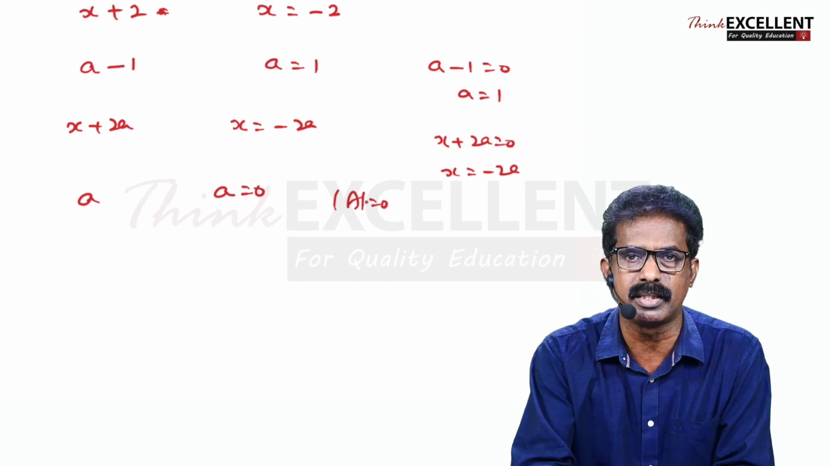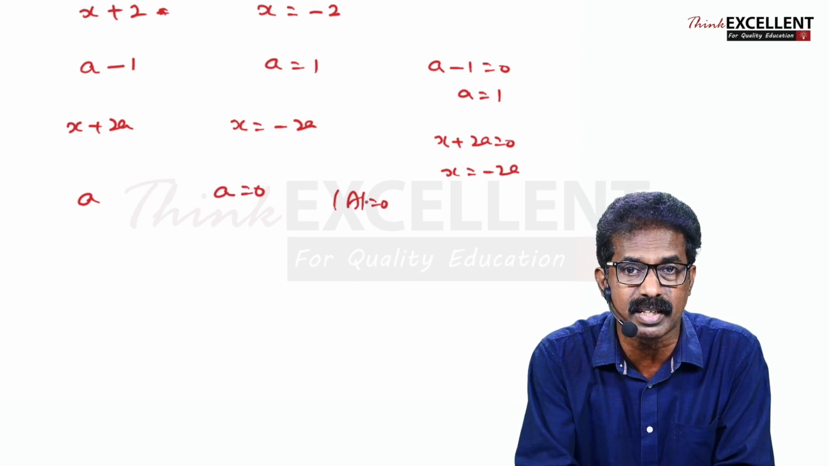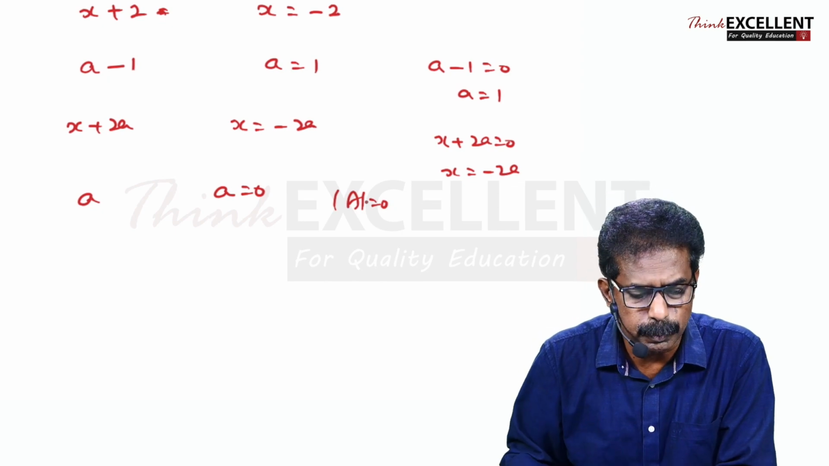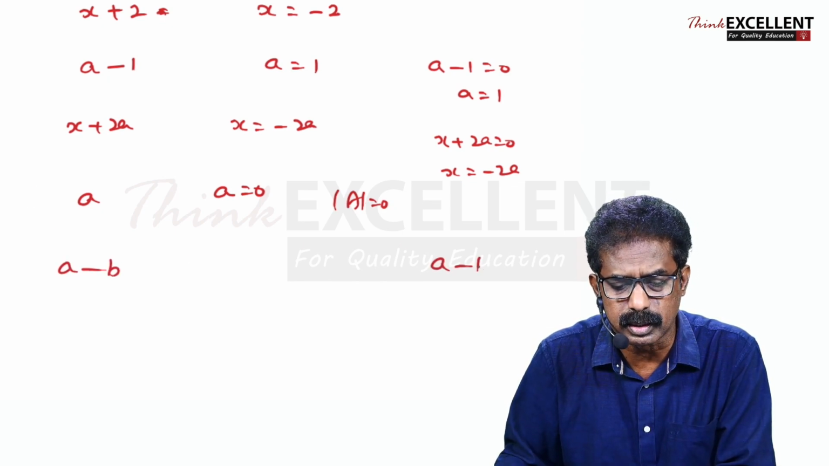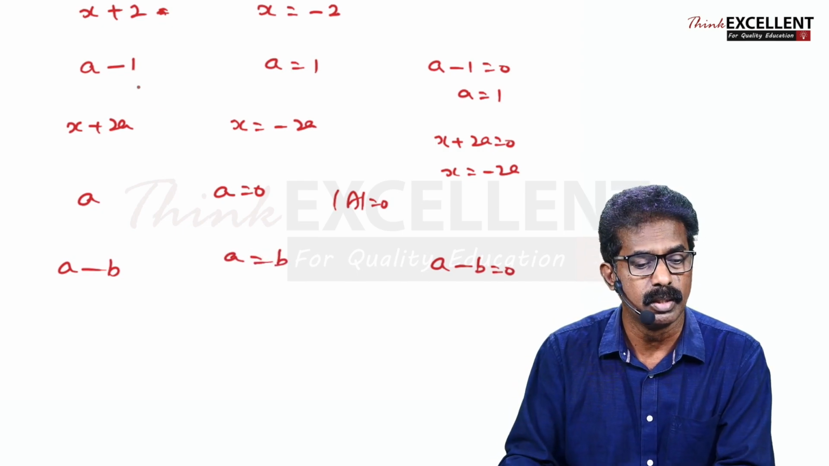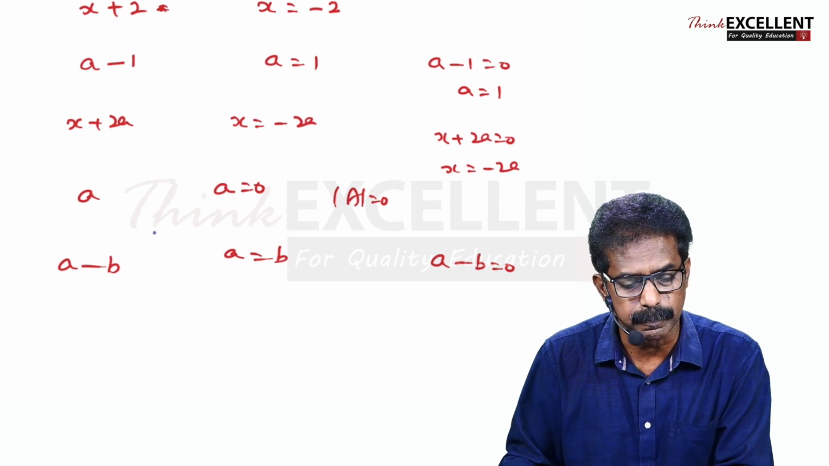To prove b is a factor, you put b equals 0. To prove x is a factor, you put x equal to 0. To prove a minus b is a factor, you put a minus b equals 0. a minus b equal to 0 means a is equal to what? b. So the substitution is a is equal to b.